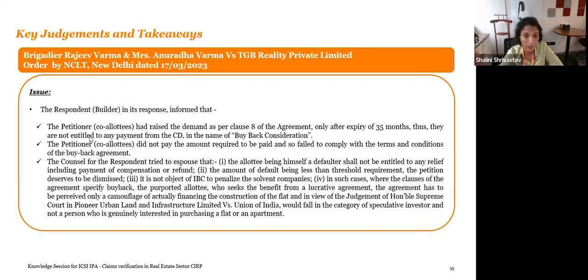The counsel for the respondent tried to argue that the allottee, being himself a defaulter, cannot be entitled to any relief, including payment of consideration or refund. The amount of default being less than the threshold requirement, the petition deserves to be dismissed. It is not the object of the IBC to penalize solvent companies. In such cases where the clauses of the agreement specify buyback, the purported allottee who seeks to benefit from a lucrative agreement, the agreement has to be perceived only as a camouflage of actually financing the construction of the flat.